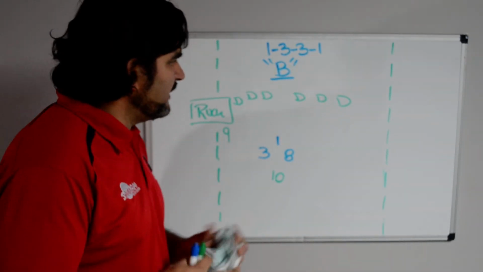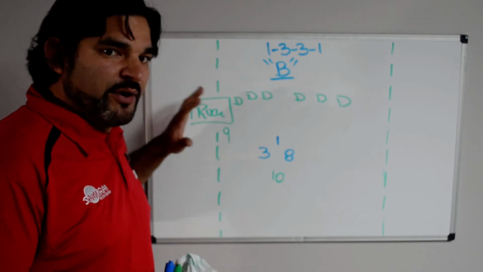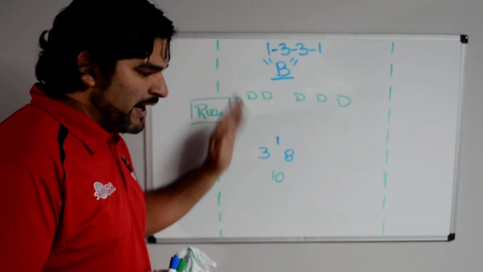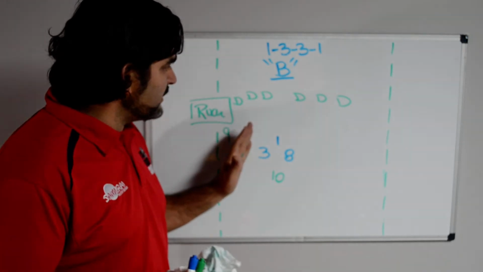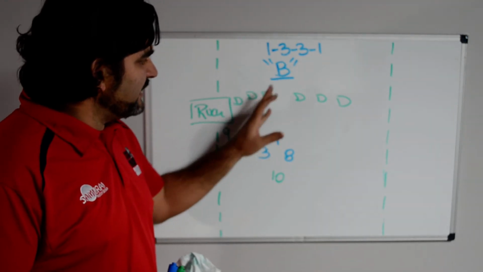Okay, let's talk a little bit about B. We already spoke about A. It's a narrow crush. It's not as narrow as punch, but it's a narrow crush. B is actually a C-gap crush.